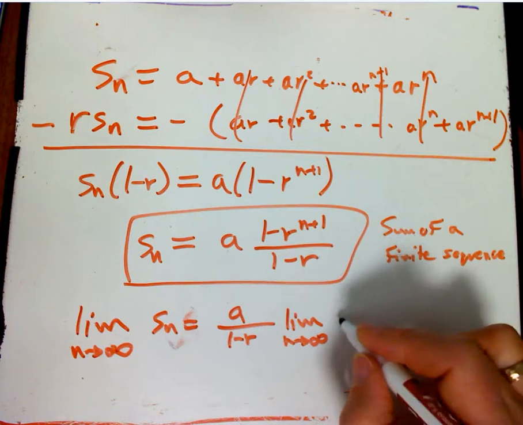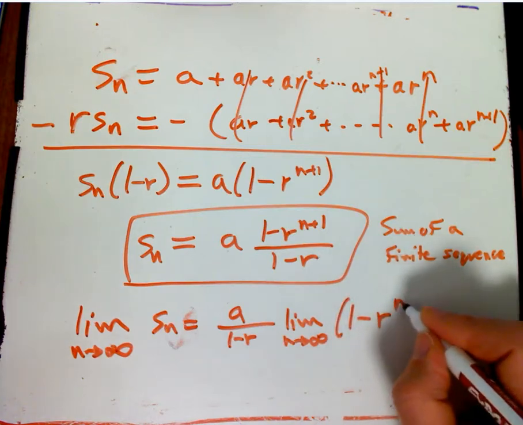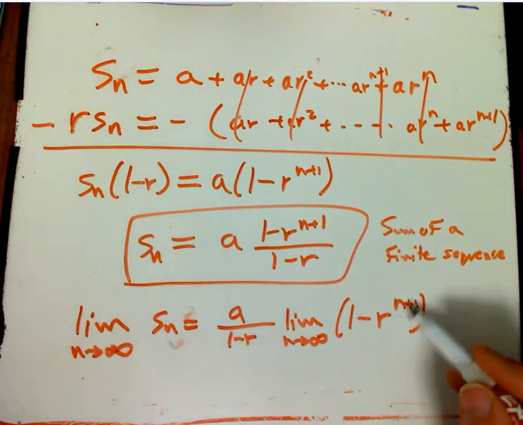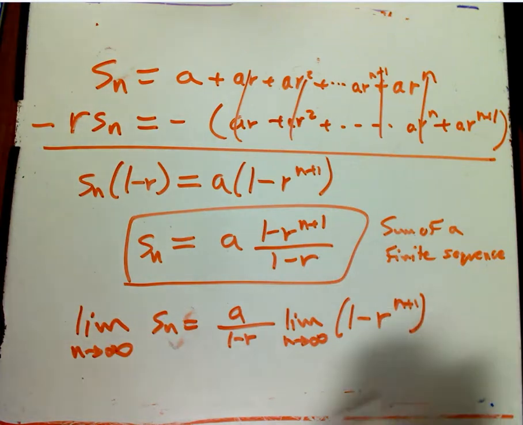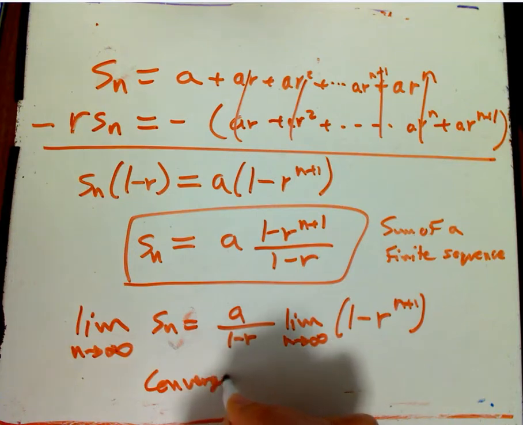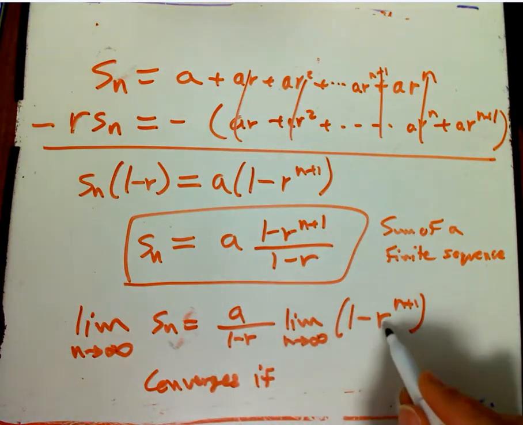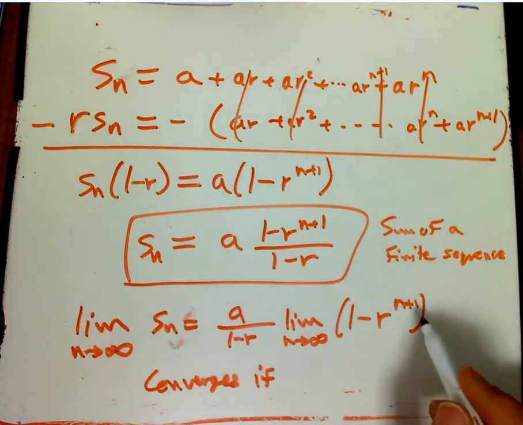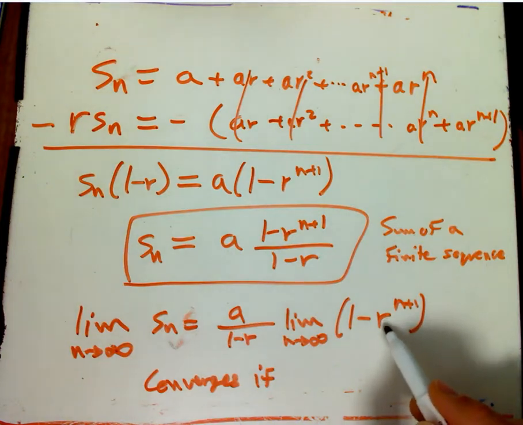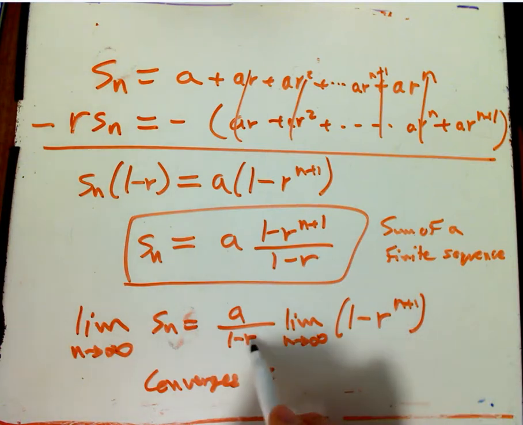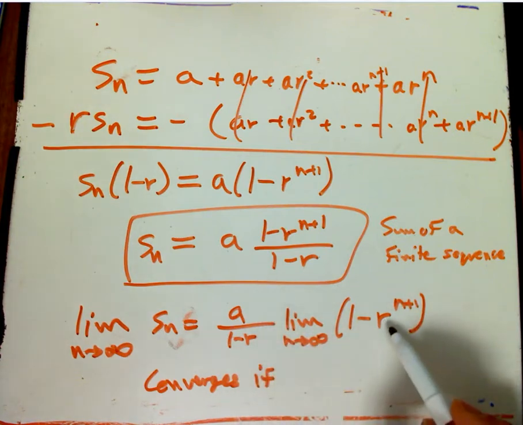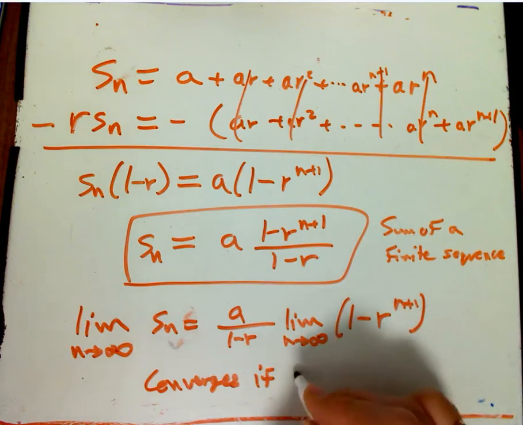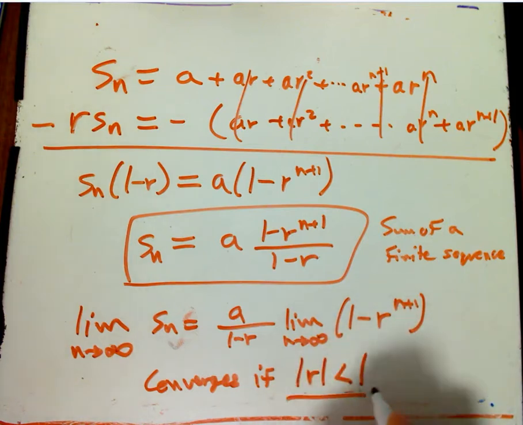Times the limit as n goes to infinity of 1 minus r to the n plus 1. And the only issue is, what does this do? And this is just powers of a number. This converges if r is between minus 1 and 1, if the absolute value of r is less than 1, because then I'm taking higher and higher powers of a small number. If not, then I'm either going to get big numbers, like 2 to the n plus 1 diverges, or if r equals 1, this doesn't make any sense at all, so that's a problem. And if r equals minus 1, it just oscillates. So it's exactly when r is small.